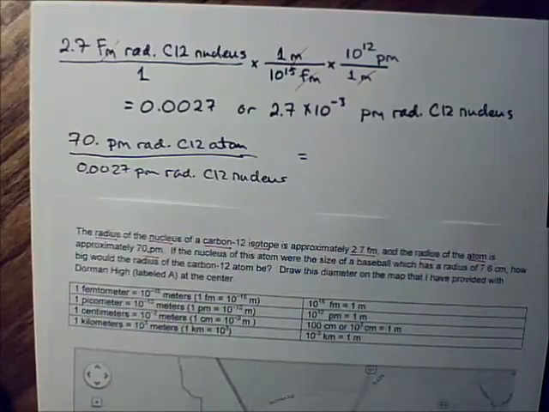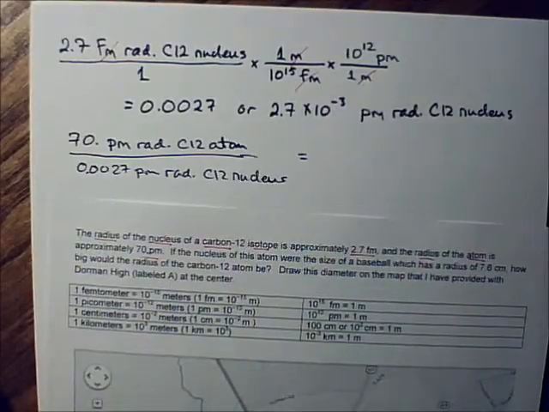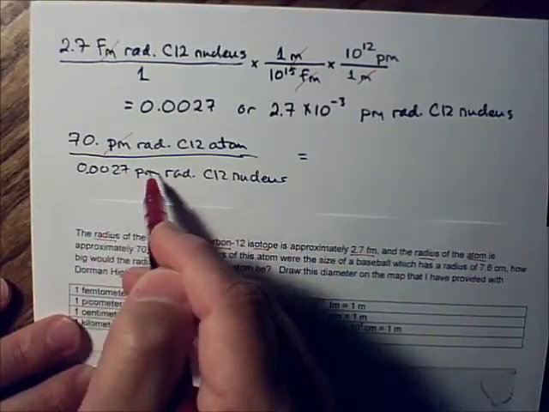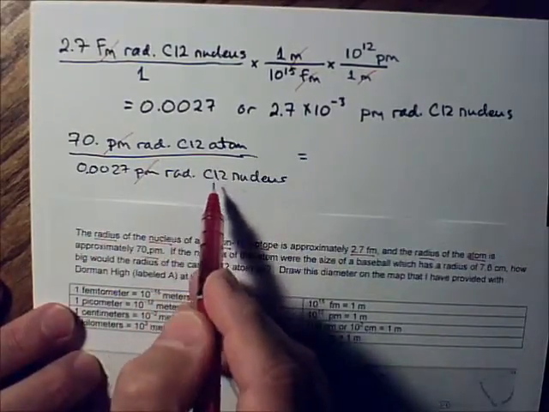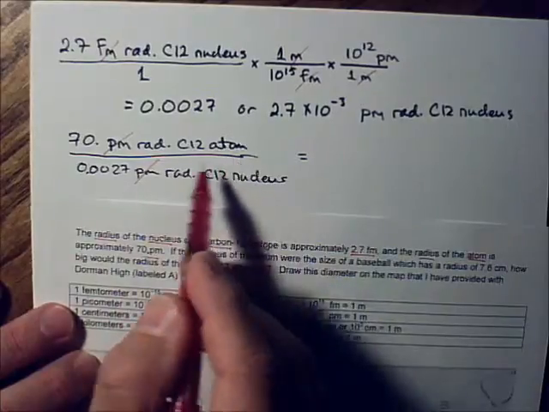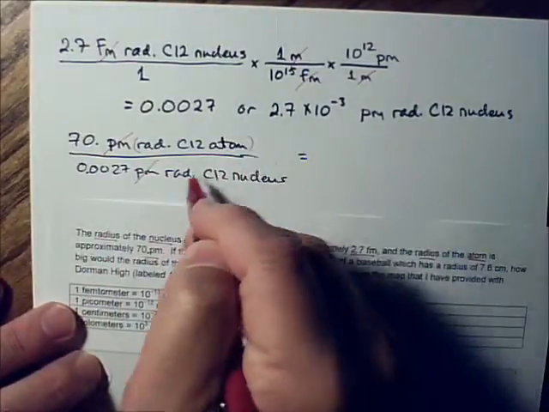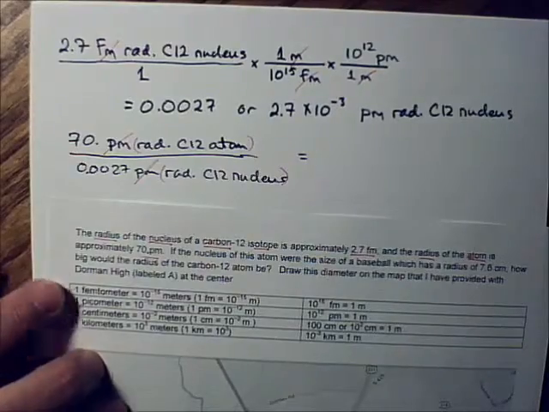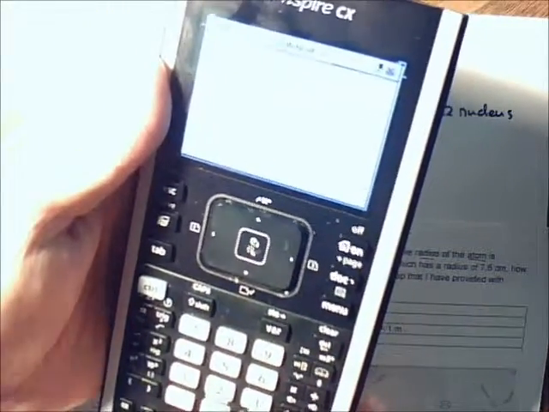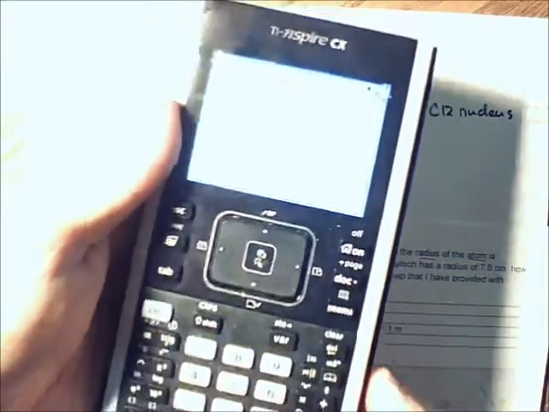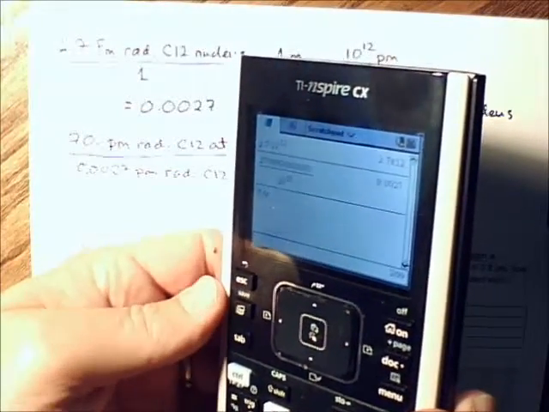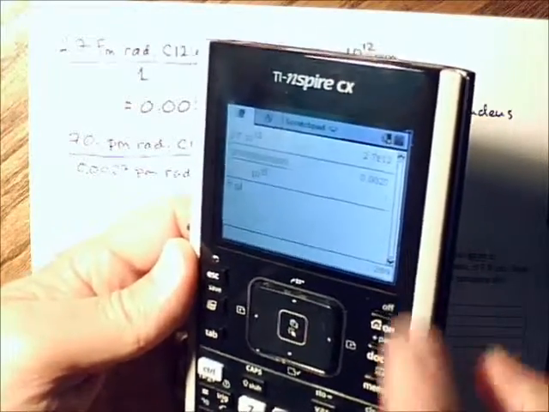Can we simplify it all? Well, picometers is the same, isn't it? Now, the radius of the carbon-12 nucleus and the radius of the carbon-12 atom, those are different things. Those kind of all belong together, so we're not going to cancel those. But we are going to cancel picometers. And so I'm going to take that 70 and a decimal place, and I'm going to divide by the answer I got in the previous problem. I got a long number. Okay? I'm going to divide by that number right there.